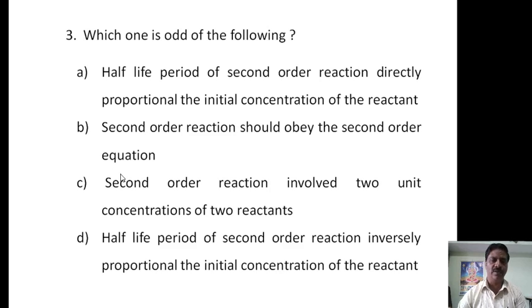You have already studied this. But option A says the half-life period of a second order reaction is directly proportional to the initial concentration. Therefore, this option will be wrong. Here it should be inversely, which means D will be the correct answer and A is the wrong answer. Therefore, A is the odd one out among these; B, C and D are the characteristics of a second order reaction, and option A is not a property of a second order reaction.